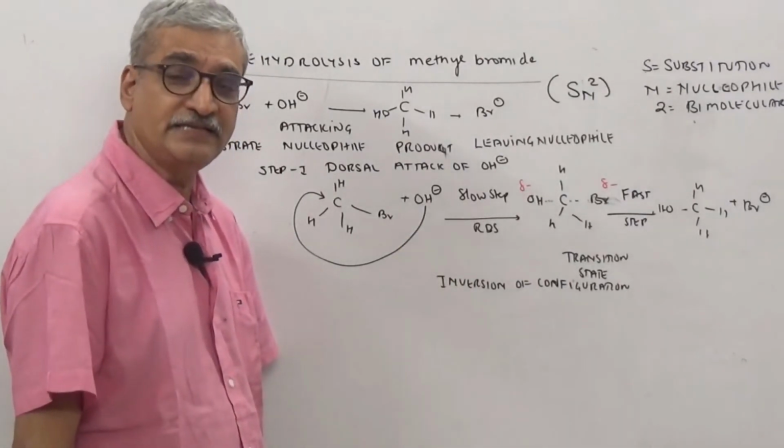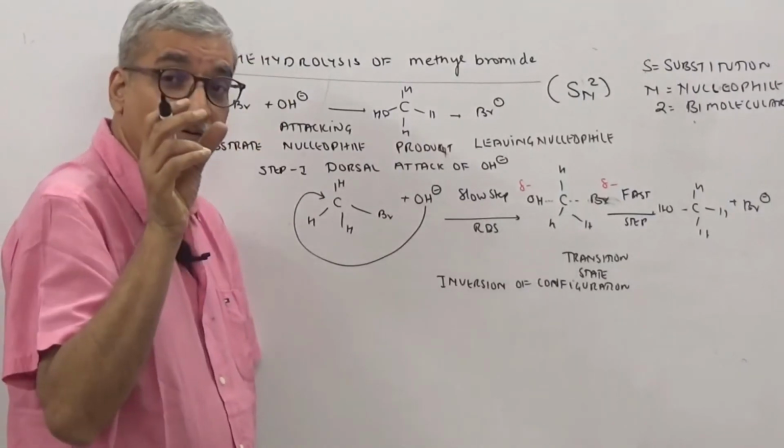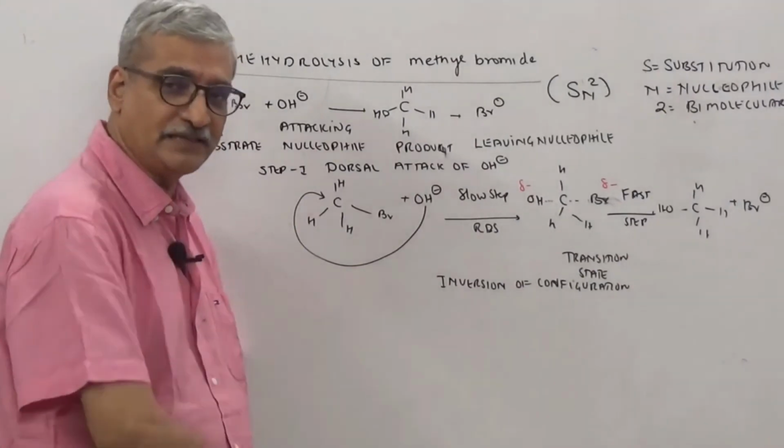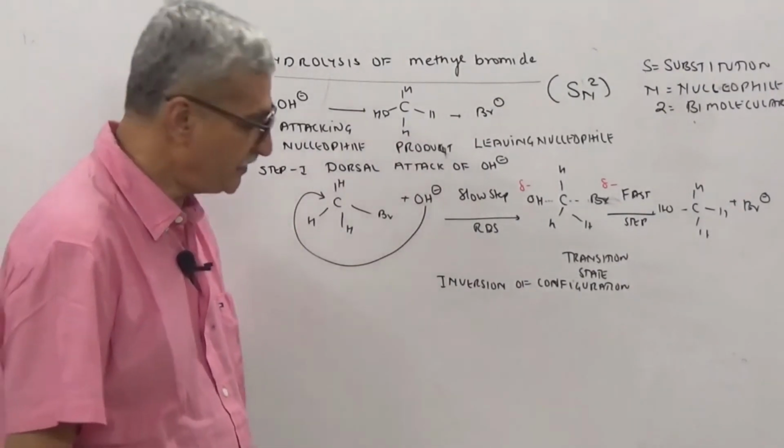That is an entrance exam question. In SN1, it will form a racemic mixture, because it is partly R, partly S. Here, this will be inversion of configuration.